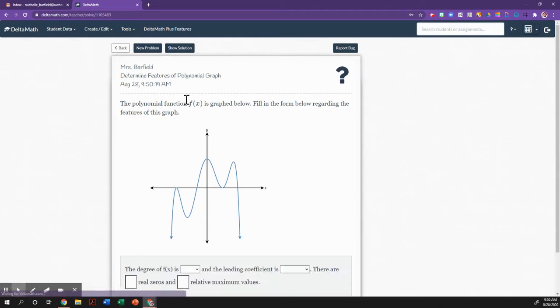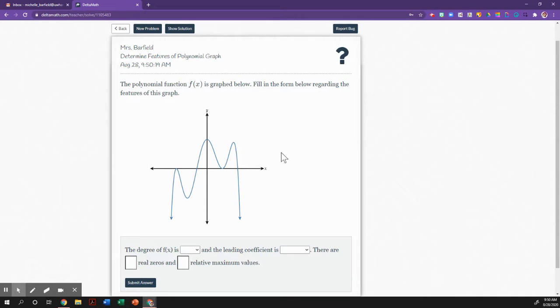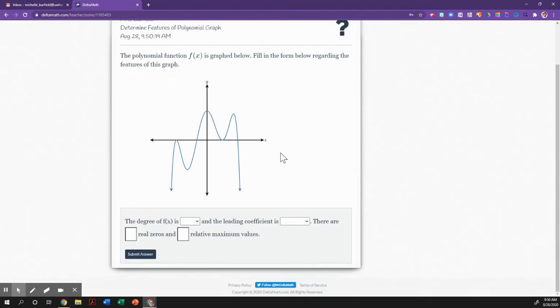Determine features of a polynomial graph. All right, so this one's great. This one takes everything that we've done in the video and puts it all in one question. Now, there's only a couple things I have to do for you. It says the degree of f of x is, so it's odd or even. Here's how it works. If your end behavior is pointing in the same direction, it's even. If one of the arrows had been pointing up and one of the arrows had been pointing down, you would have said odd. So that's the degree.